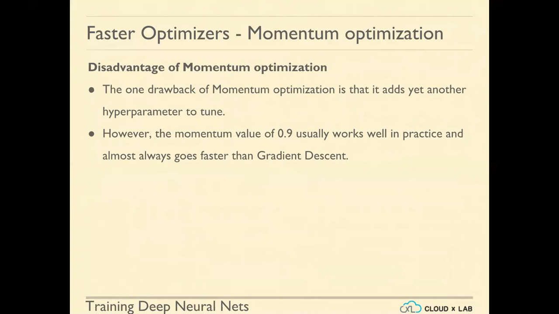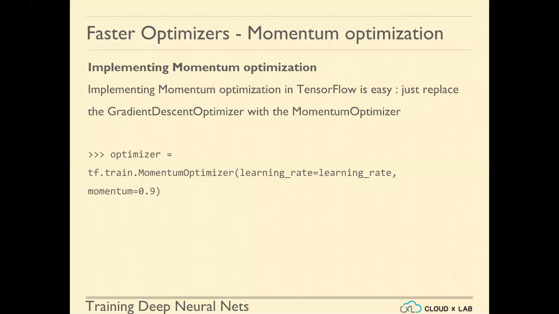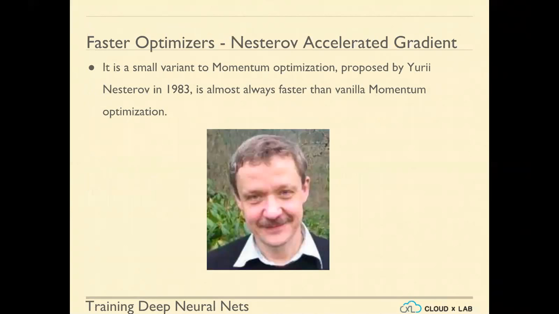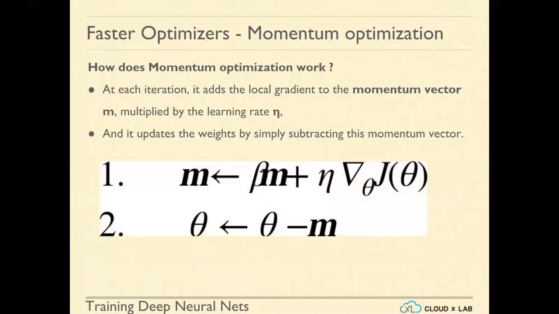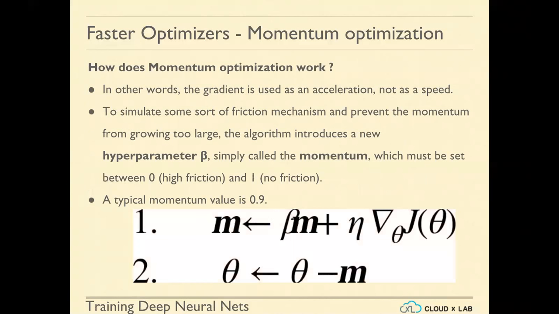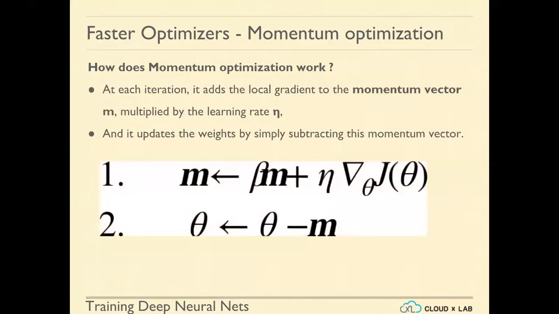All right, was he able to answer? M for momentum. Sorry. So M is the momentum vector, and beta is the momentum hyperparameter. Let me go back. M actually represents the velocity. We call it velocity, not the momentum vector as such.